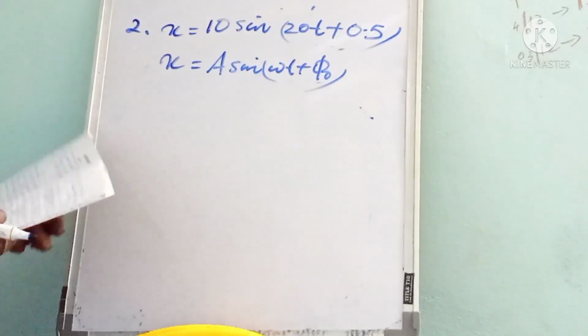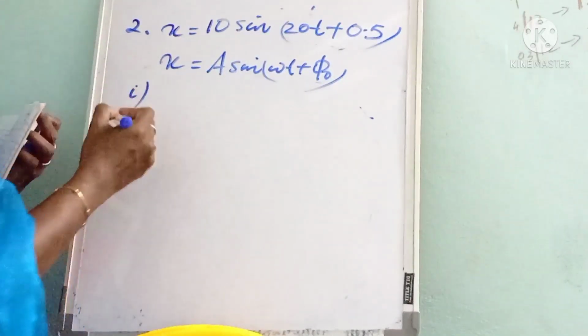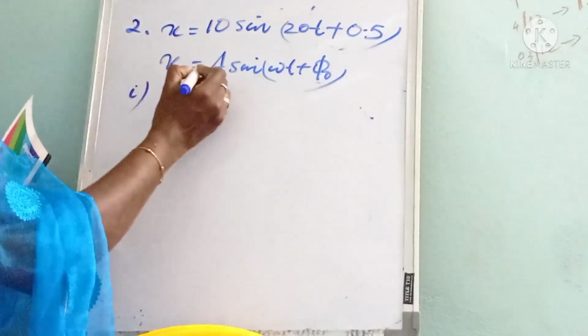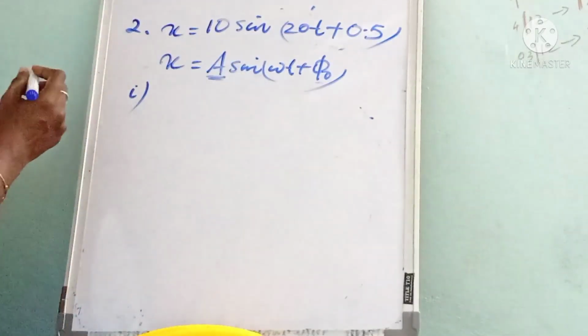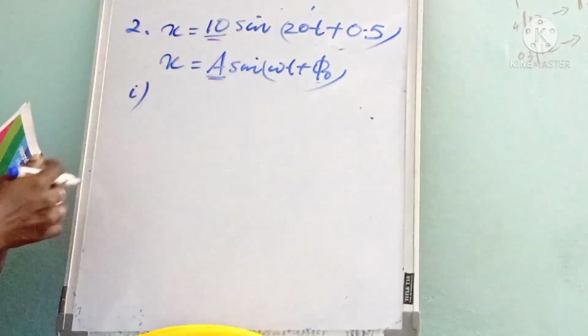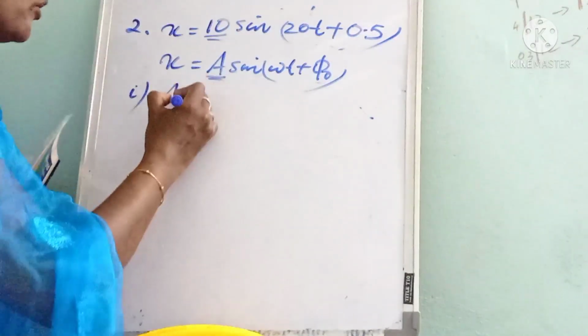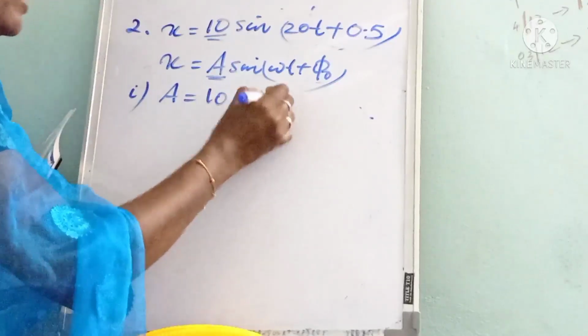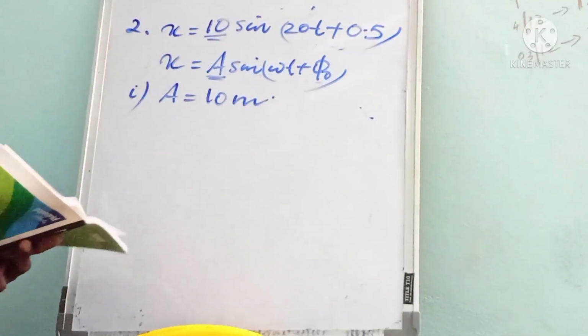First we have to find the amplitude. Here the amplitude is a, and in the place of a we have 10. So the amplitude a is equal to 10 meter.